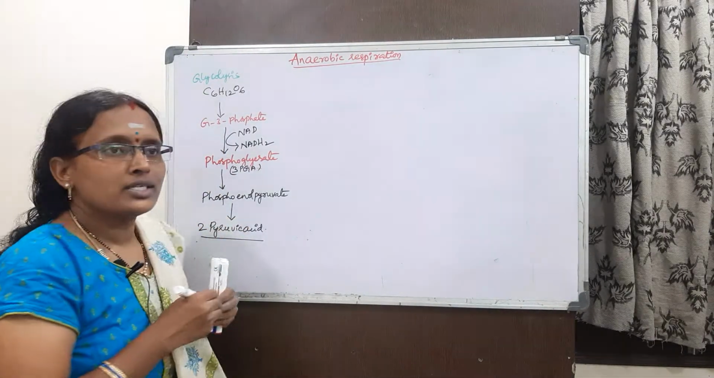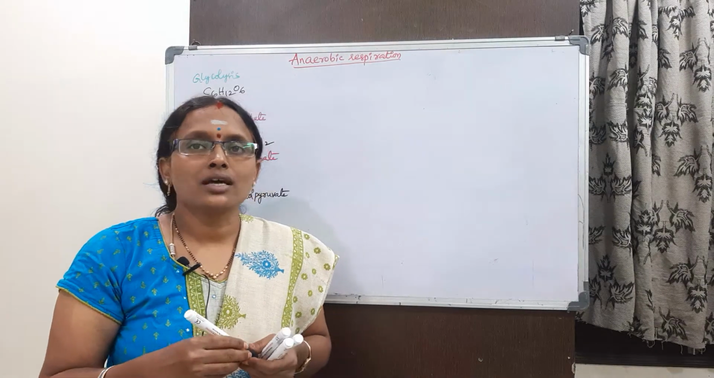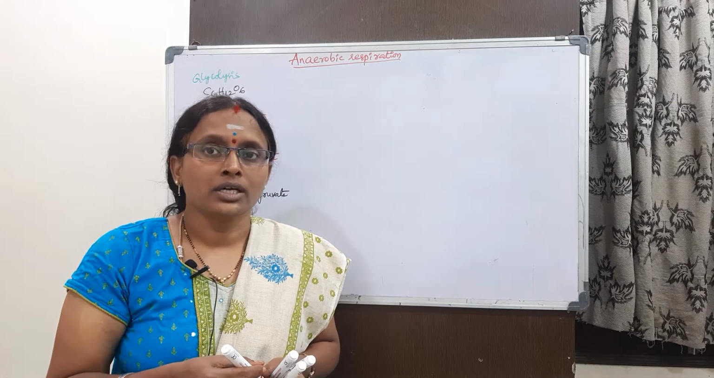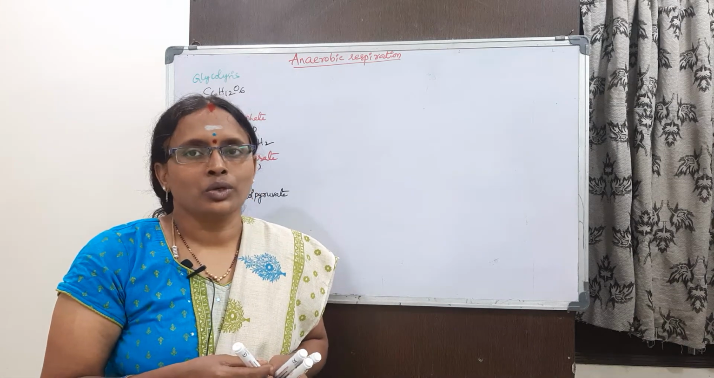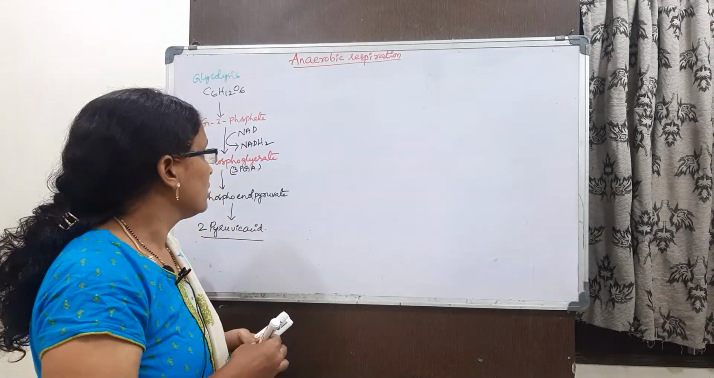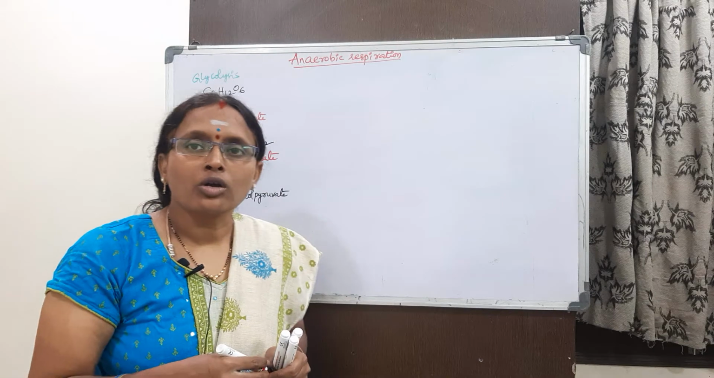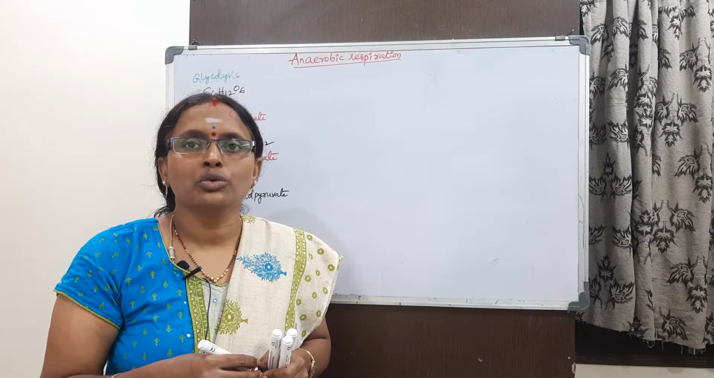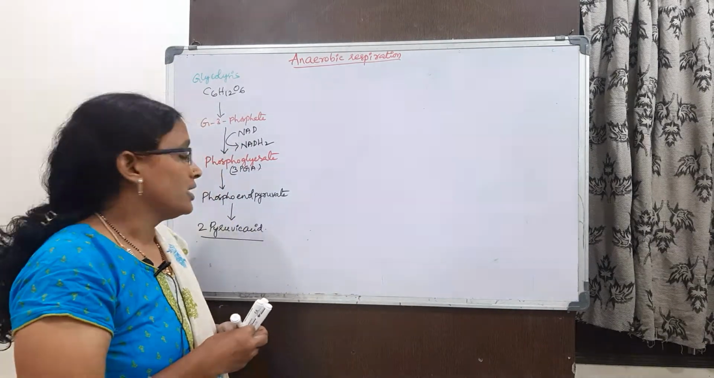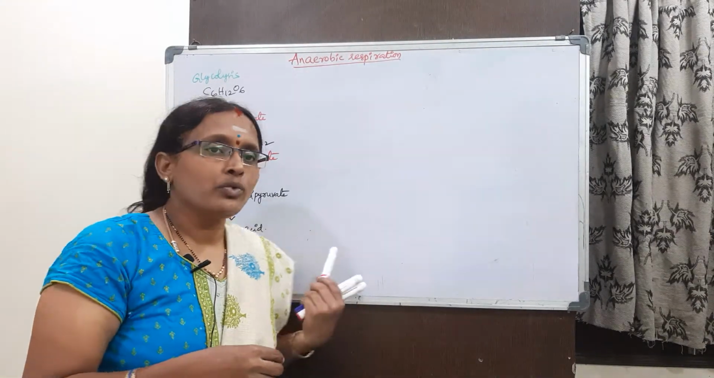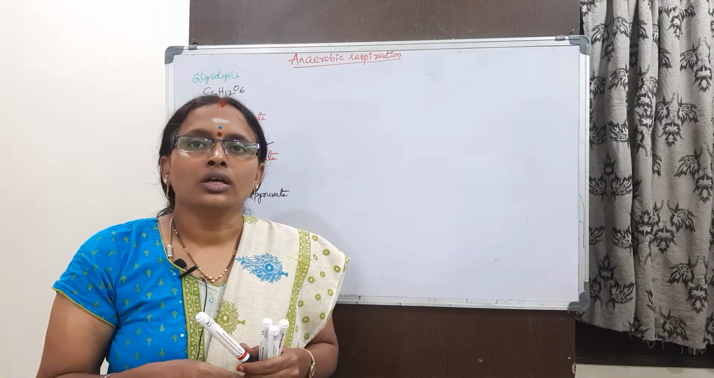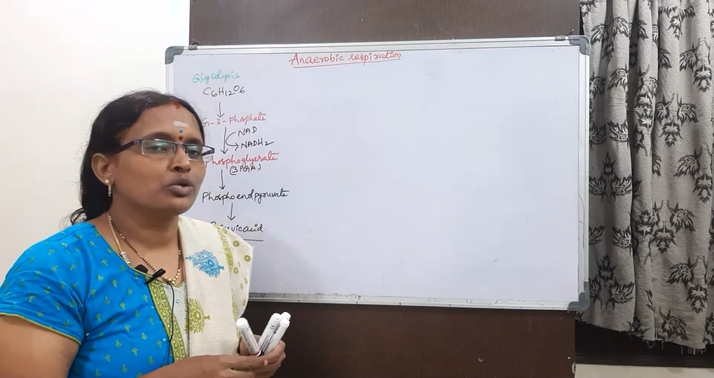So this pyruvic acid enters... what happens? If oxygen is available, it undergoes aerobic respiration. If oxygen is not available, in the case of yeast or bacteria, what happens? It changes into alcohol. Otherwise, pyruvic acid changes into lactic acid. Otherwise, it is going to produce the alcohol, ethanol.